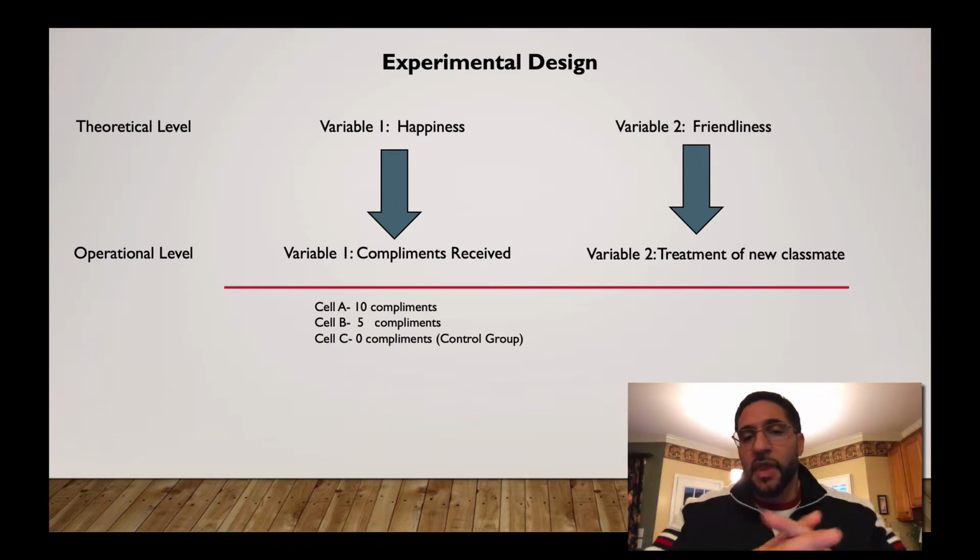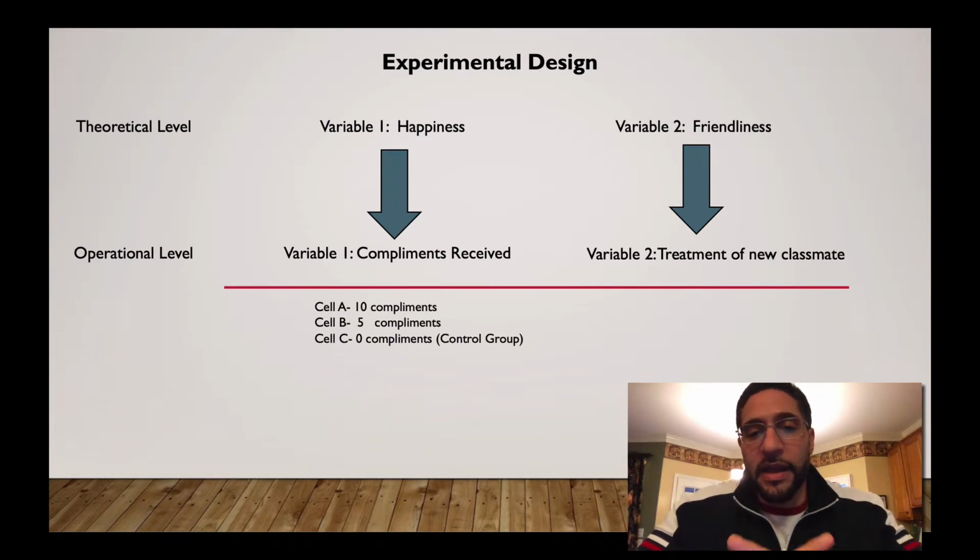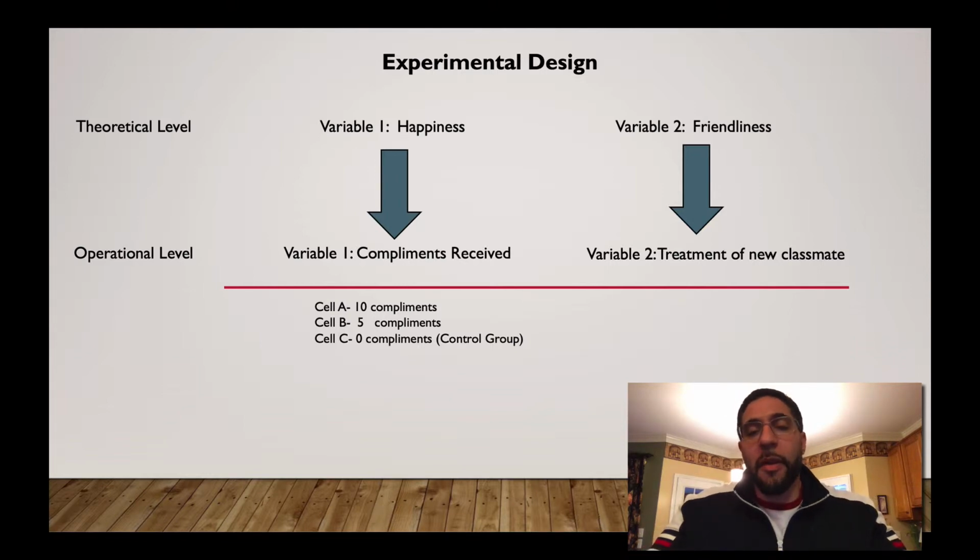Now, what's going to be important here is that once we get into the first variable of happiness, there might be different cells that we put in this experiment, okay? One group gets 10 compliments, another group of people gets 5 compliments, and a third group gets 0, or no compliments. That's called our control group. Now, the control group, which I'm sure you're familiar with this term, are the folks who will be getting none of the treatment, all right, or none of the independent variable.